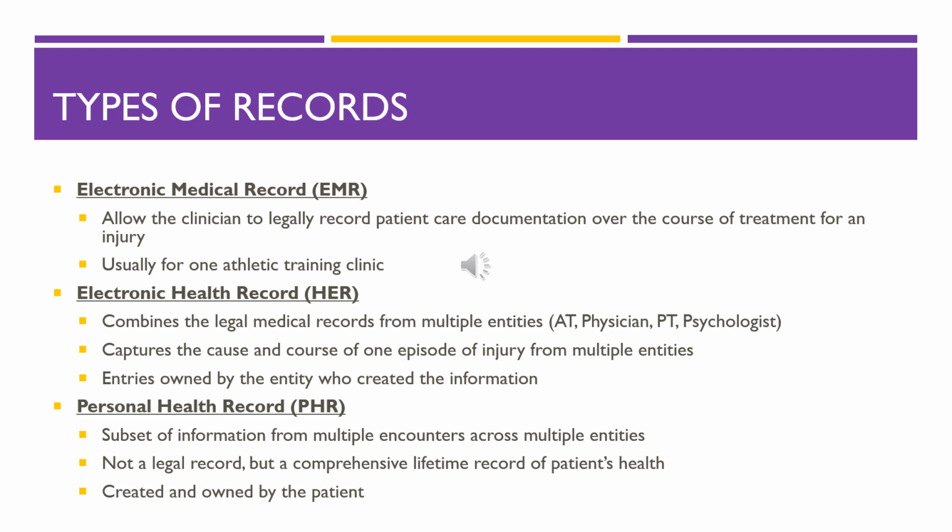Lastly, a personal health record is created and owned by the patient. This is where they can go in and update their information with things like their medications that have changed, or if they've sustained an injury that didn't occur during their sport that they want the healthcare providers to be updated on. But it differs from an EMR and an EHR because it is not a legal record created by a healthcare provider, but rather a comprehensive lifetime record that was created by the patient.